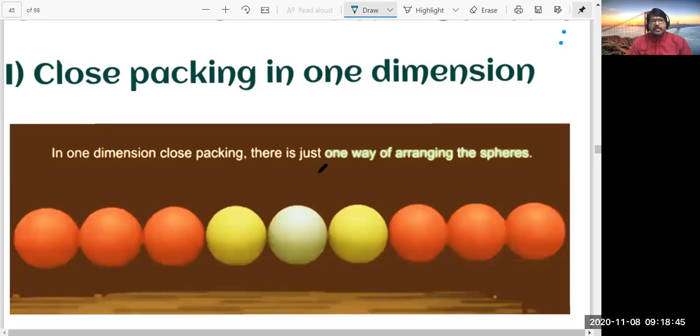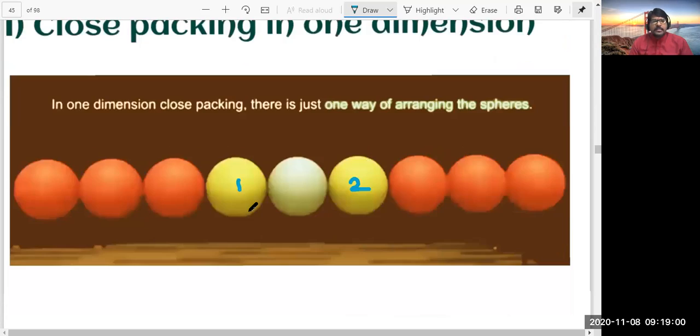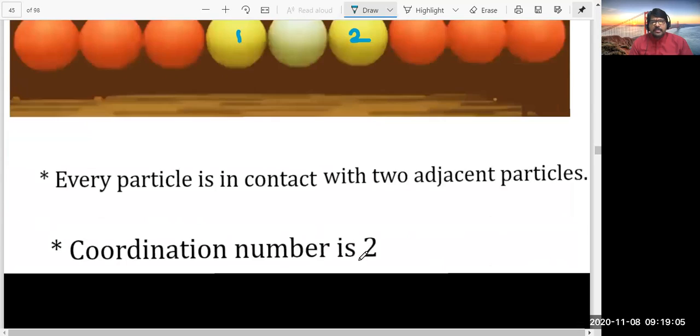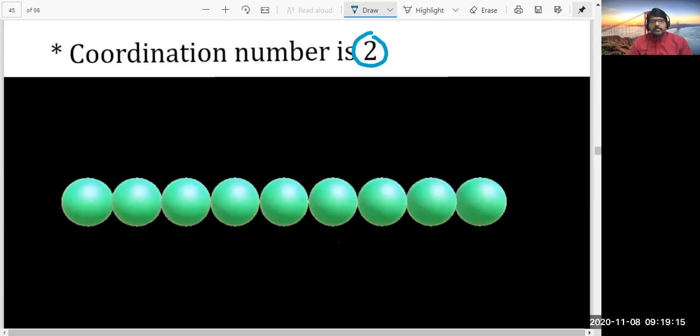And in this, the only point we have to focus on is that every particle is in contact with two other particles. You can see this particle is in contact with the left side particle and also the right side particle. This number, the number of directly adjacent particles, is called the coordination number, and the coordination number is 2. There is nothing else about close packing in one dimension, and the coordination number is 2.